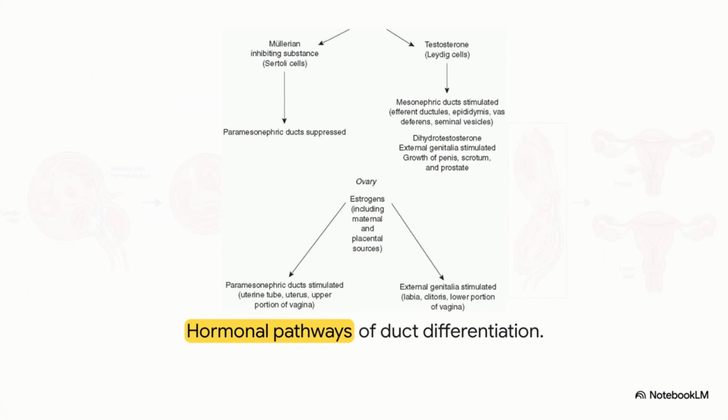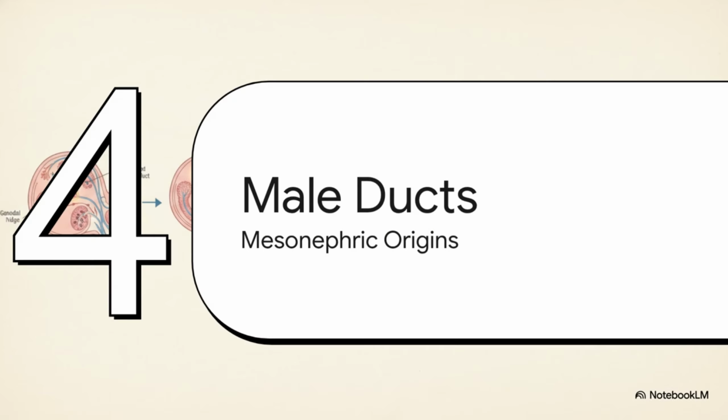Meanwhile, the Leydig cells are busy pumping out testosterone. This testosterone directly stimulates the mesonephric, Wolffian ducts to develop into the full male reproductive tract. So one suppresses, the other stimulates. It is an incredibly precise biological handshake. Section 4. Male genital duct derivatives, specifically looking at mesonephric origins.